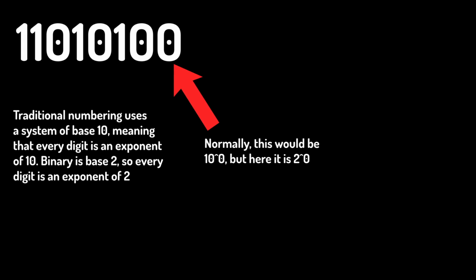In standard numbers that you're used to, each digit is an exponent of 10. The ones place is 10 to the 0, the tens place is 10 to the 1, and the hundreds place is 10 to the 2. Instead of using exponents of 10, binary uses exponents of 2. So it goes the ones place, the twos place, and the fours place.